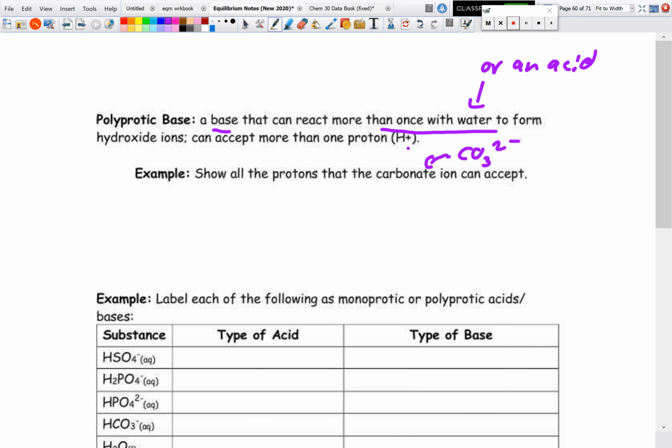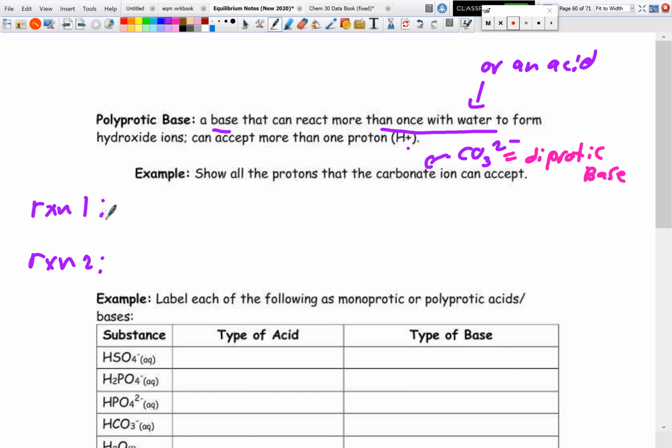So of course, depending on what we have, like showing the carbonate ion, how many reactions can the carbonate ion undergo? Now with this right here, remember that the negative charge on a polyatomic ion is going to attract the hydrogens. So this is going to be a diprotic base because of that -2 charge. That means it can only react twice.